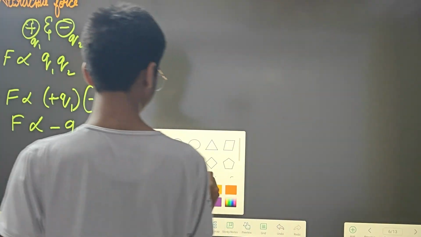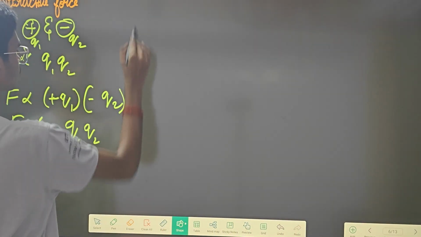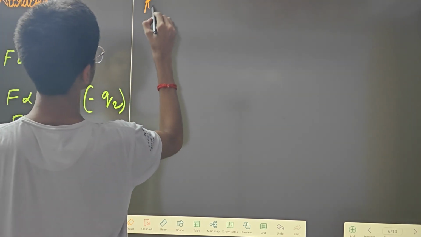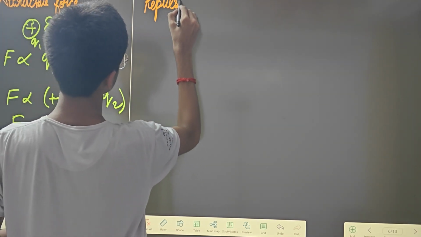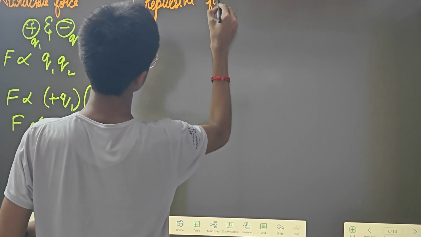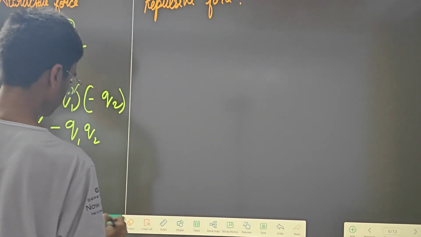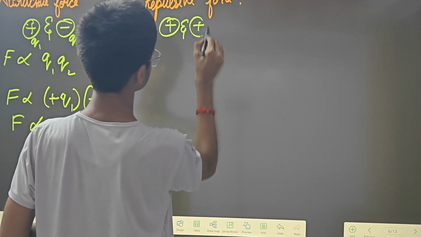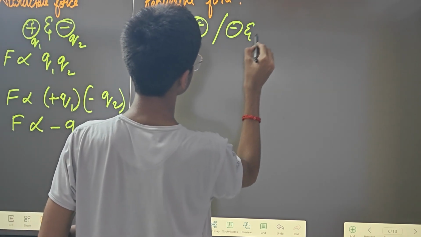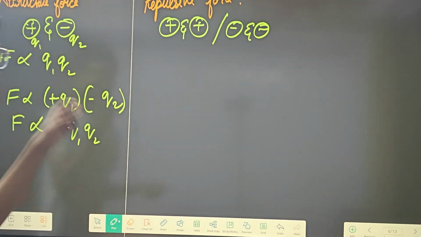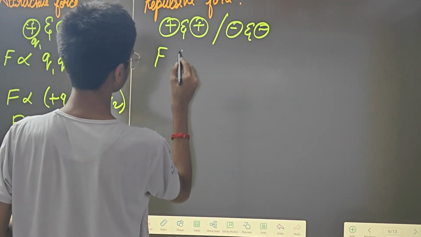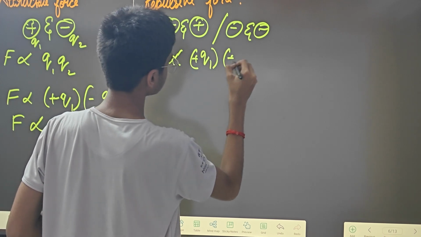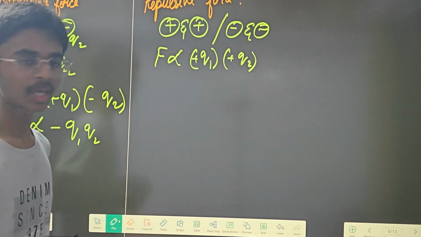And also, for the repulsive force, how is it going to be? It is either positive and positive, or negative and negative. If I multiply here, force is directly proportional to q1, which is positive, and q2, which is also positive. This is one case.